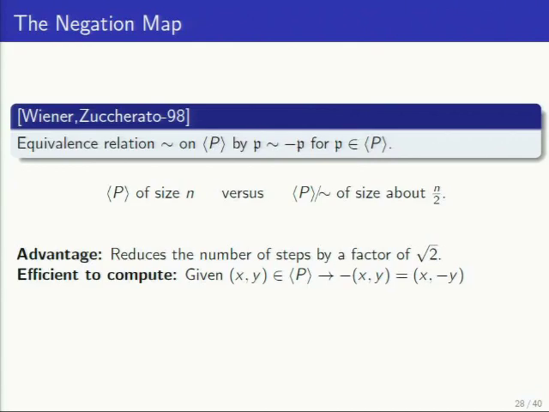So what is the negation map? It was introduced in 98 by Wiener and Zuccherato, I probably don't pronounce it correctly. The idea is to define an equivalence relation on your group by associating P and minus P to each other. Then instead of solving your discrete log on your whole group, you do it modulo your equivalence relation. This is size n, and this is size n over 2. So in practice, this has the huge advantage that you get a speed up of a factor square root of 2.